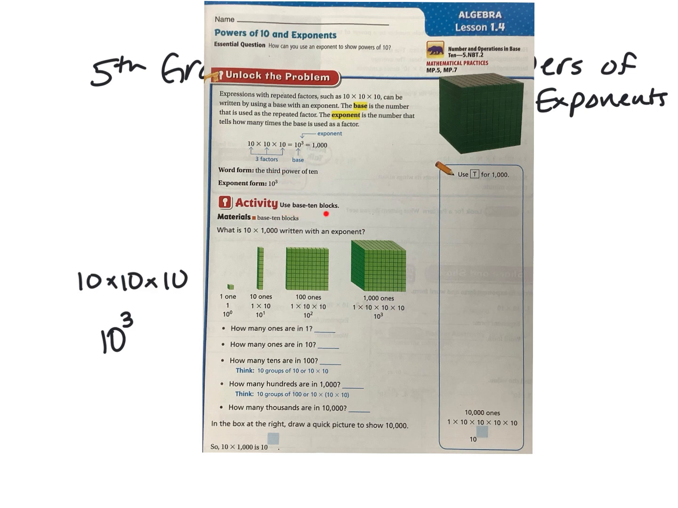So let's use base 10 blocks to show 10 times 1,000 written as an exponent. So the weirdest part is this 10 to the 0 power. I have no tens here. I'm always at my starting point 1. Anything to the 0 power just stays at its starting point 1. The base hasn't started doing anything yet. So it's at starting point 1. So 10 to the 0 power is just 1.